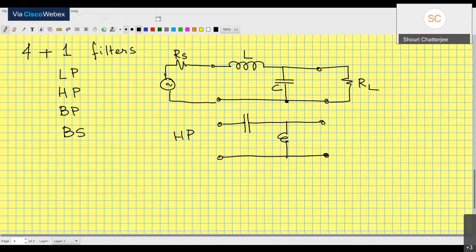Now in the band pass filter, things are a little different.